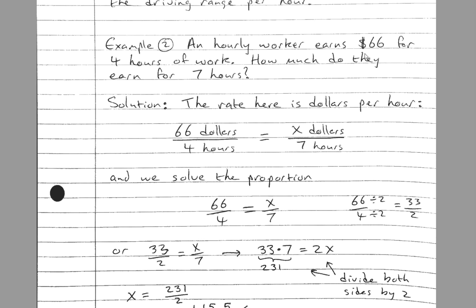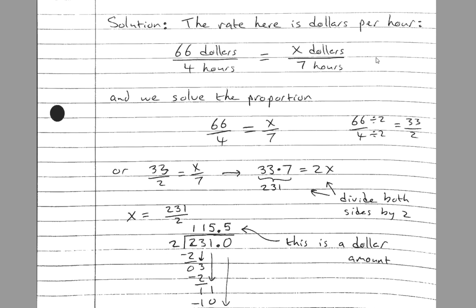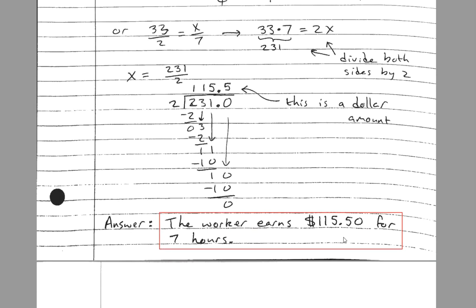And does this make sense? $66 for 4 hours. You can see right away that if they work twice as much, 8 hours, that's 2 times this, so $132. So this answer makes sense. It's less than 8 hours of work, but not too far away.